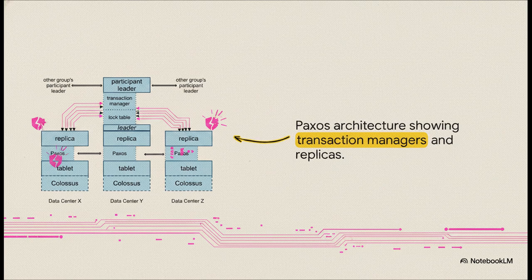Seeing this Paxos state machine in action is pretty fascinating. You've got transaction managers and lock tables constantly syncing up between the leader and the replicas. This is what guarantees absolute fault tolerance. If a leader goes down, no panic. The replicas use Paxos to negotiate a brand new leader almost instantly, and the whole system just keeps humming along.